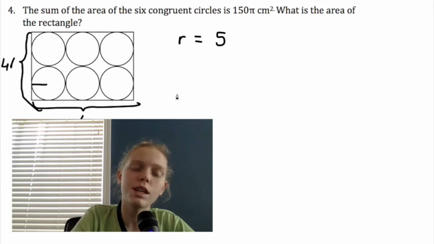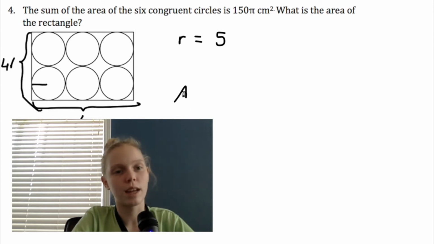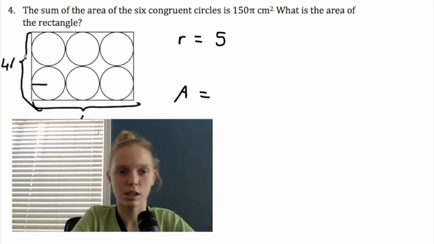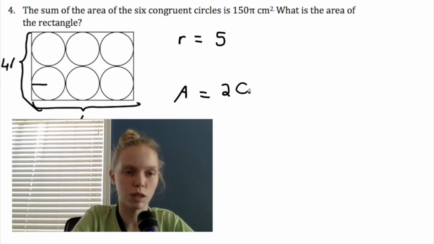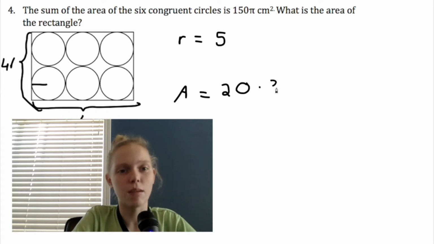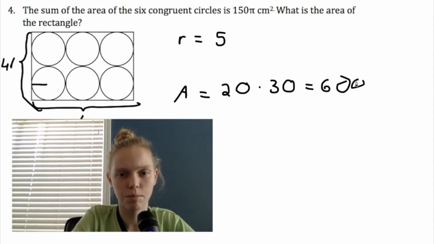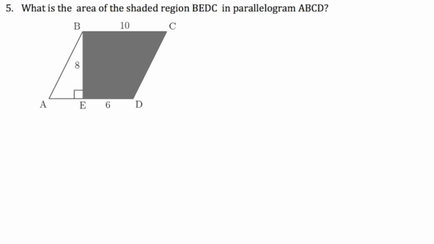So we can also see that the height of the rectangle is 4r and the width is 6r. So the area is going to be equal to 20, which is 4 times the radius, times 30, which is 6 times the radius, which is going to make the total area equal to 600. Question 5 asks for the area of the shaded region.